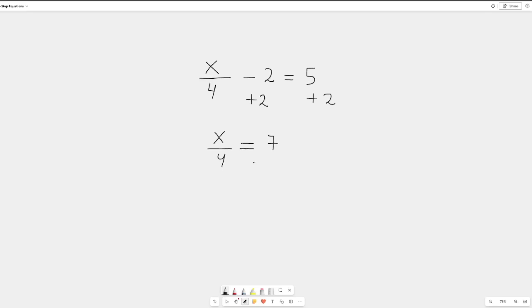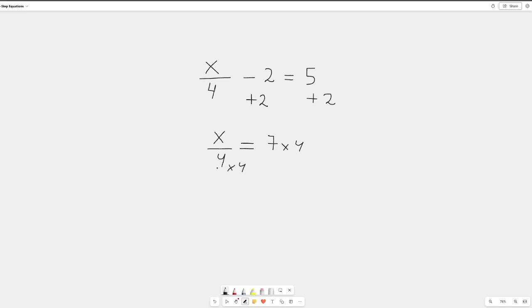All right. So here, as you see, it's a little bit different, right? Because we're dividing by 4. X divided by 4 equals 7. So what's the opposite of division? If you said multiplication, that's correct. To cancel out the 4, we're going to multiply both sides by 4. We're going to multiply the 4 by 4, and we're going to multiply the 7 by 4.